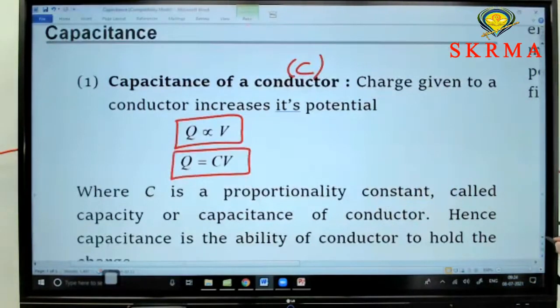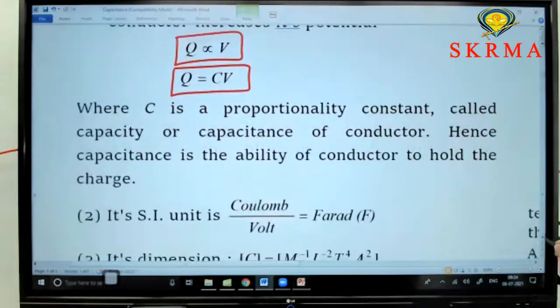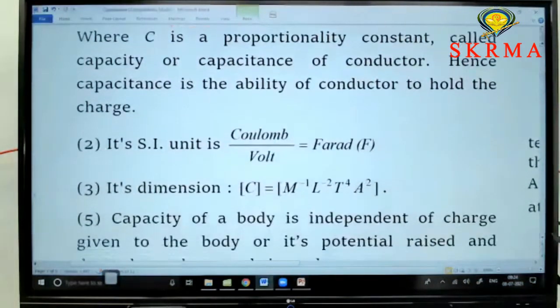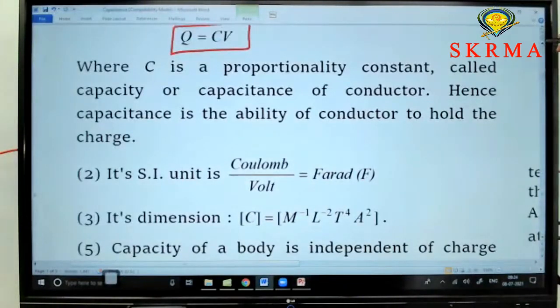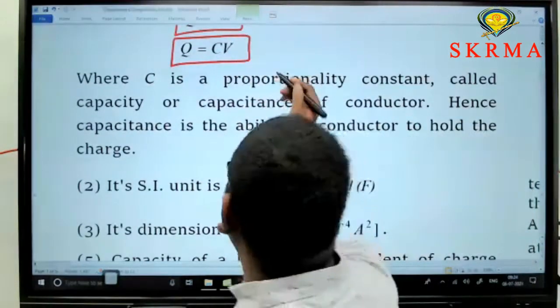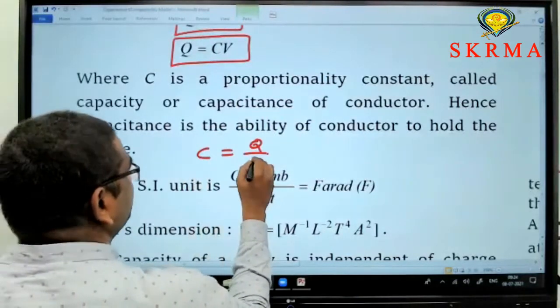Next one. So that proportionality constant is called the capacitance of the capacitor. Now, what is the SI unit of capacitance? From this, capacitance can be written as C equal to Q by V.